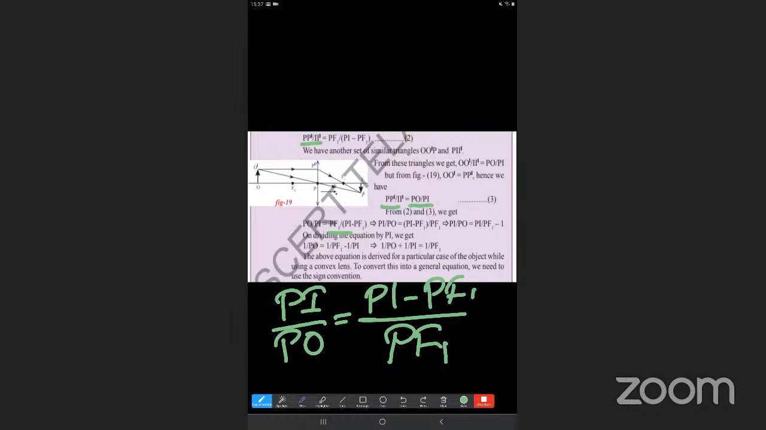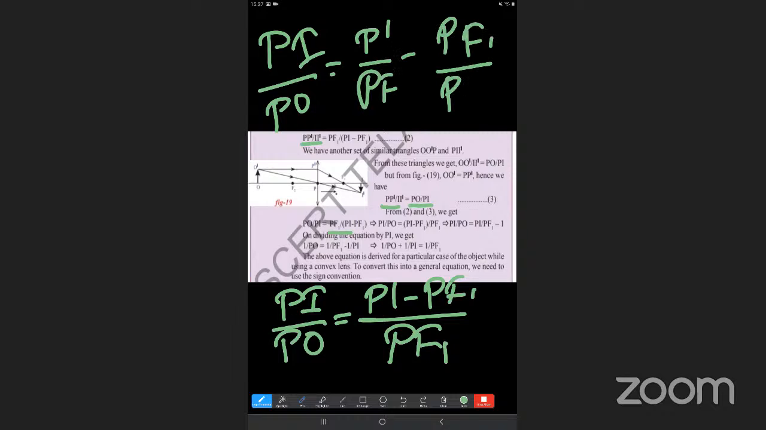So we can write PI by PO equals PI minus PF1 by PF1. From this, PI by PO equals PI by PF1 minus PF1 by PF1. Here PF1 gets cancelled and we get 1. So PI by PO equals PI by PF1 minus 1. Now we got this equation.